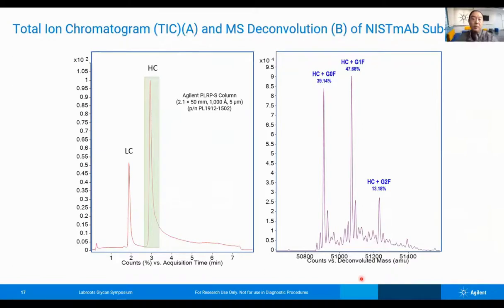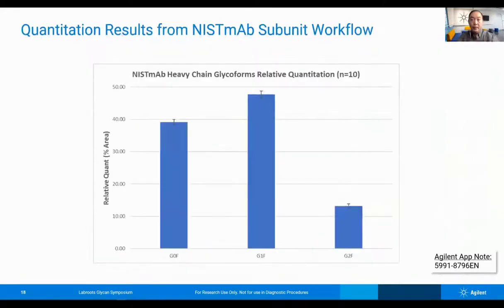It's also worth mentioning that a full reduction of the NIST antibody sample is required to reduce the heterogeneity of the heavy chains and to obtain accurate quantitative information. As you can see here, the average percent quantitation value of the three glycoforms from 10 technical replicates was calculated and shown as 39%, 48%, and 13%. The average standard deviation of this result was less than 0.3%.